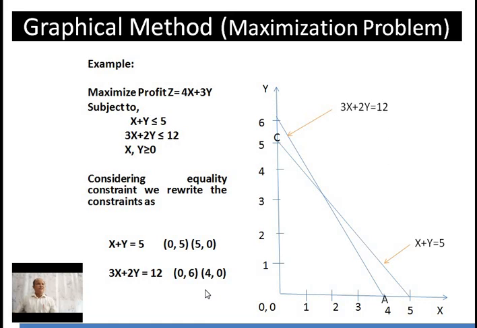Now here, these two constraints are the obstacles for a profit-maximizing producer in maximizing his profit. That means what?